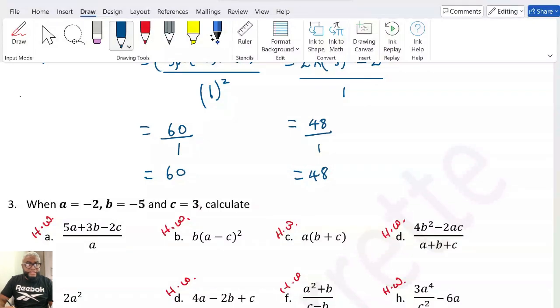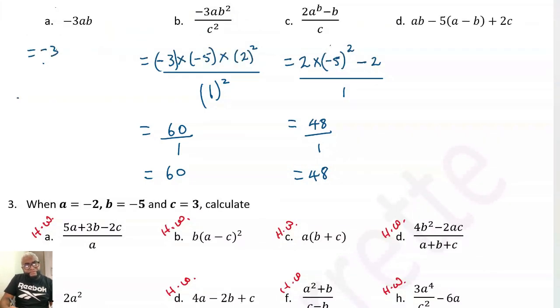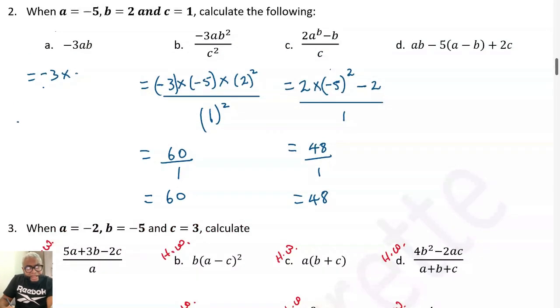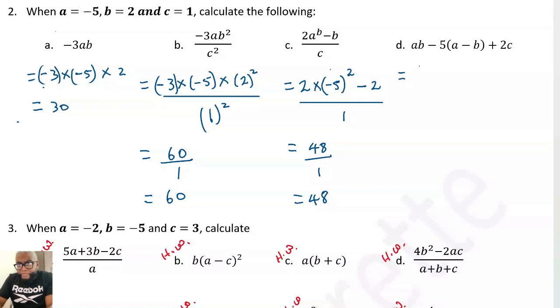So let me just run this here. This one will just be negative 3 multiplied by what is A? Negative 5. I'm putting negatives in brackets, right? Multiply by 2. What do you get when you work out this? 2. A multiplied by B, so A would be negative 5. I'm putting negative 5 in brackets, by B, which is 2.